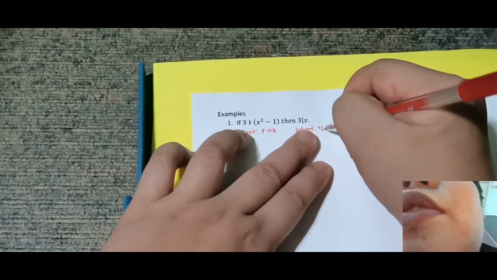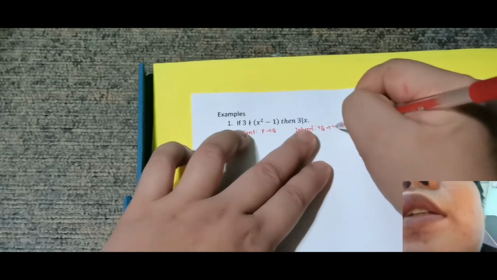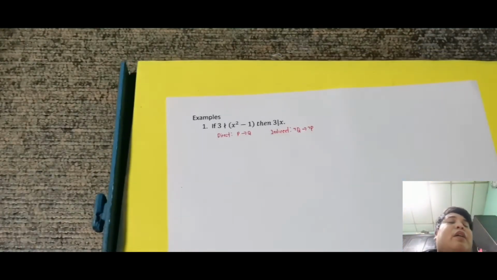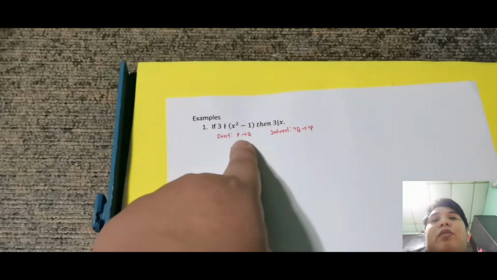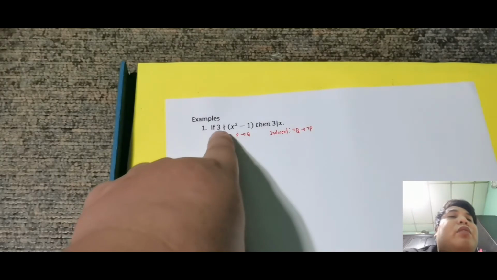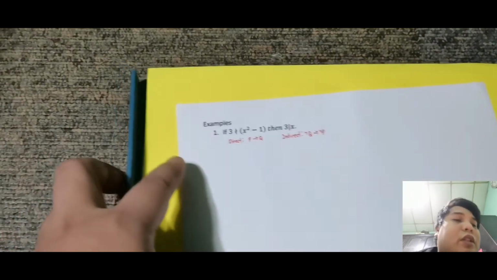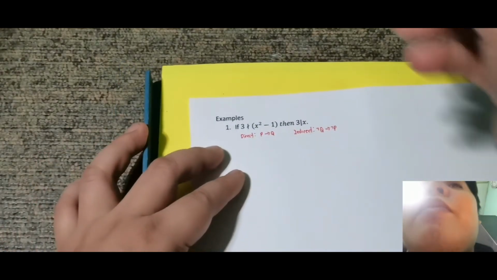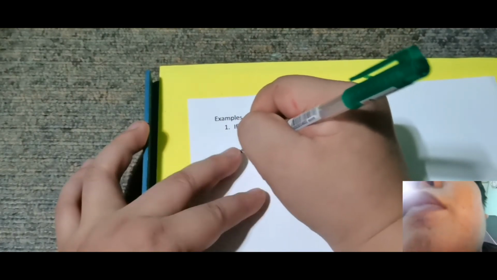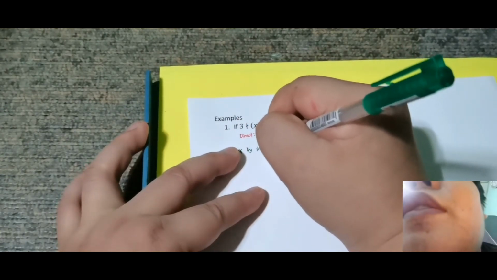Indirect is not Q implies not P, so it's like the contrapositive. Okay, so you're aware that this is true. True yan. So I'm going to prove by indirect proof using this. Proof by indirect.